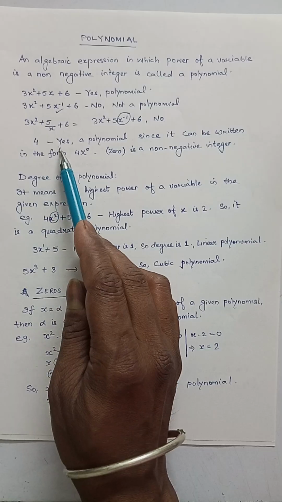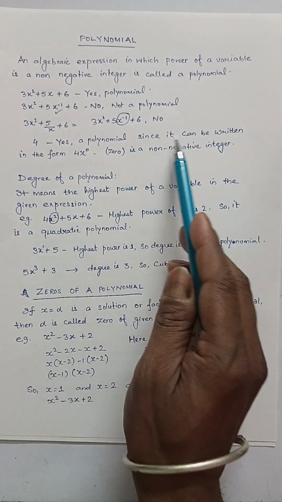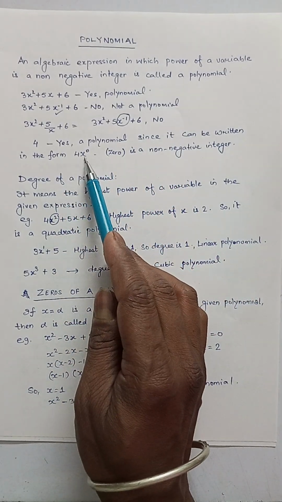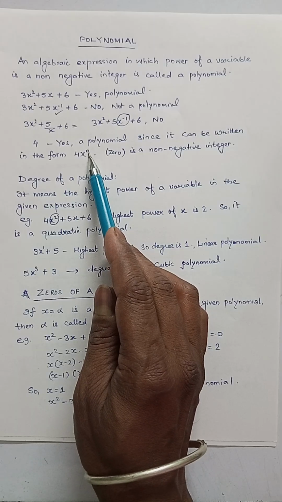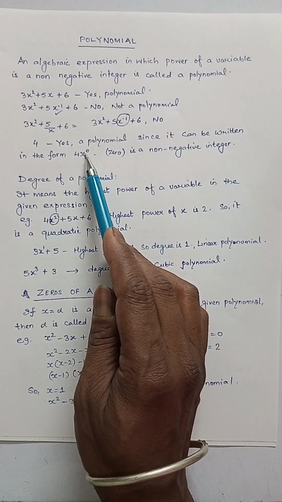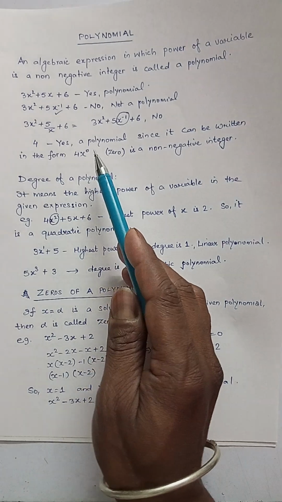4. Yes, it is a polynomial because it can be written in the form 4x⁰, and here the power 0 denotes a non-negative integer, therefore it is a polynomial.